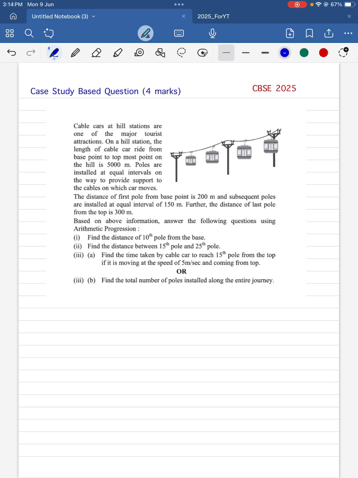In this video, I'll be doing a case study based question for 4 marks from the CBSE 2025 board paper. So let's look at the question.